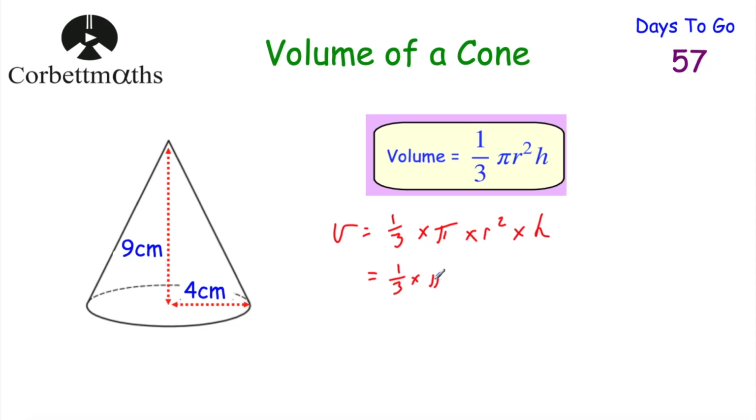So 1/3 multiplied by pi multiplied by the radius of the base, which is 4 squared, then multiplied by the height of the cone, which is 9. So far it's the same. Now in a calculator question, I would just type this in. Without a calculator, I'm going to have to work it out.